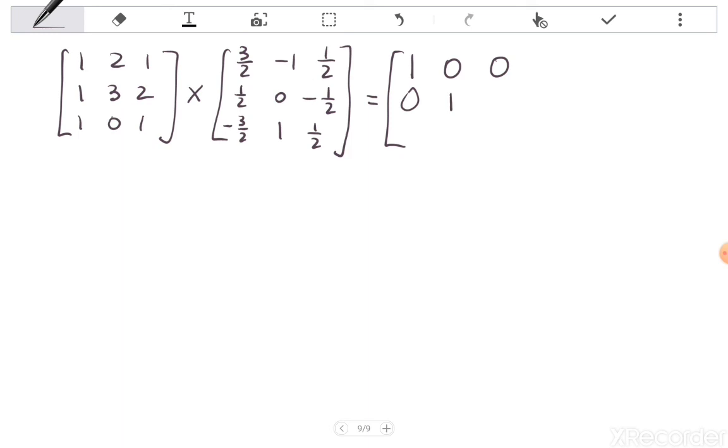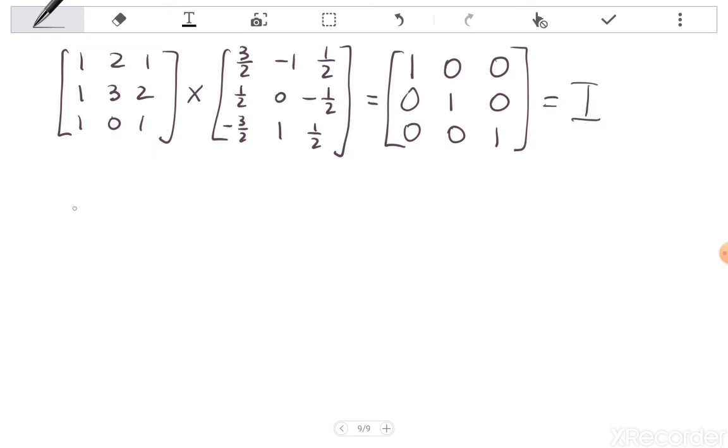A half minus 3 over 2 plus 1. So a half minus 3 over 2 will be minus 1, and plus 1 will be 0. 3 over 2, 0, and minus 3 over 2 will be 0. Minus 1, 0, plus 1 will be 0. A half, 0, and a half will be 1. So this is indeed the identity matrix.